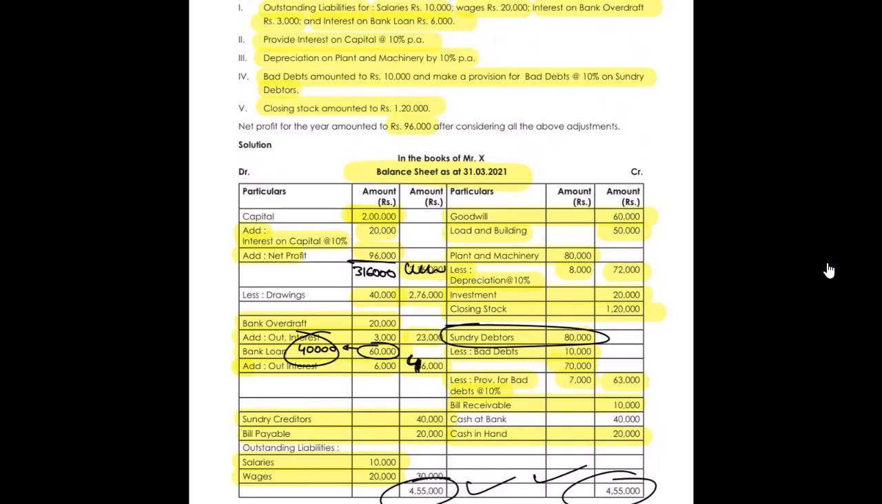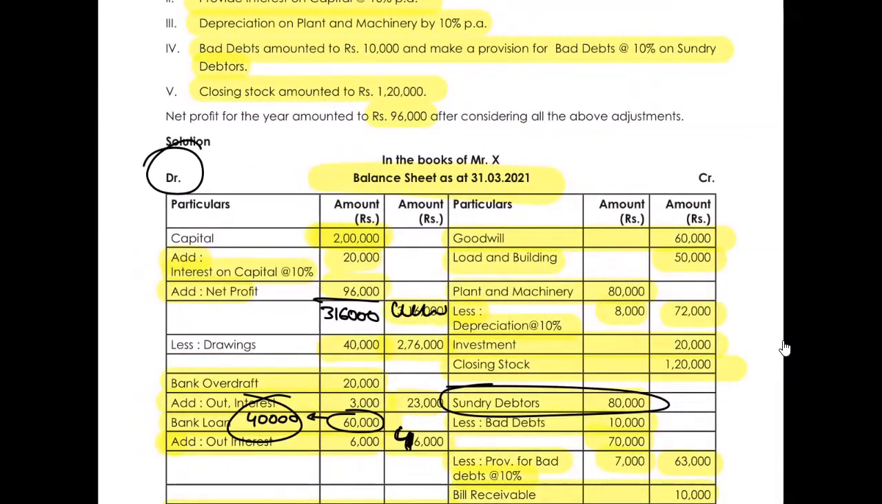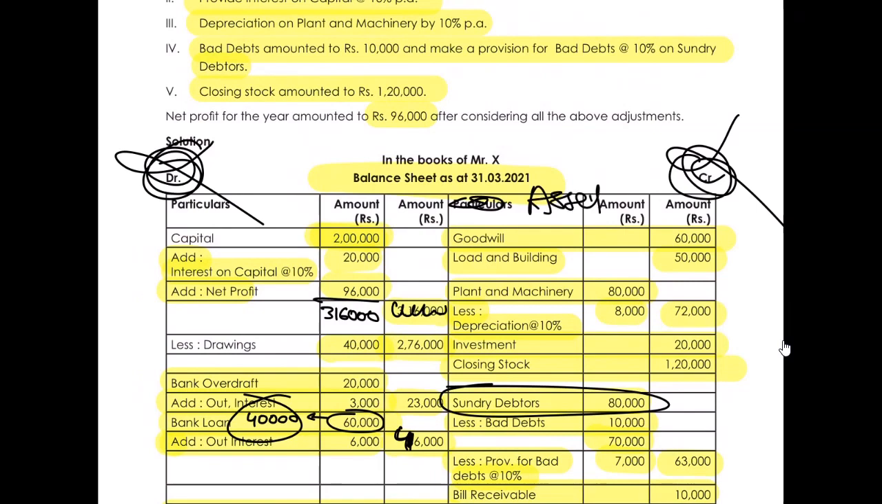If you haven't attended any of the previous lectures, please watch the previous webinars. Okay, in the book they have given here debit and here credit. Just ignore this. This is rubbish. This is nothing. This is your assets. Write it correctly. And this is your liability. That's it.